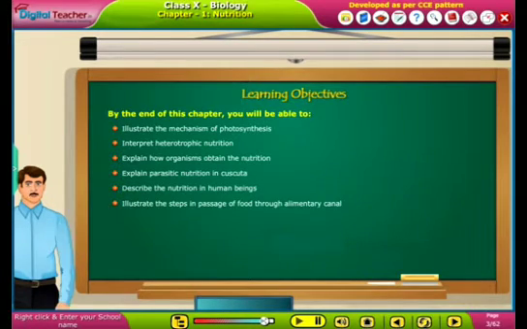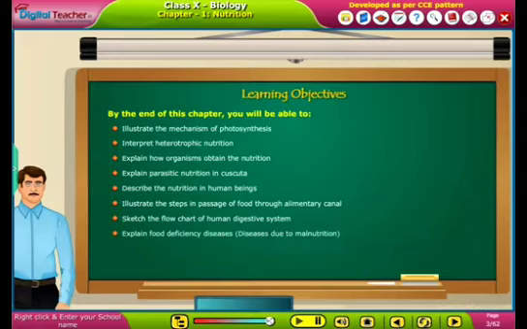Illustrate the steps in passage of food through alimentary canal. Sketch the flowchart of human digestive system. Explain food deficiency diseases due to malnutrition. Explain vitamin deficiency diseases.